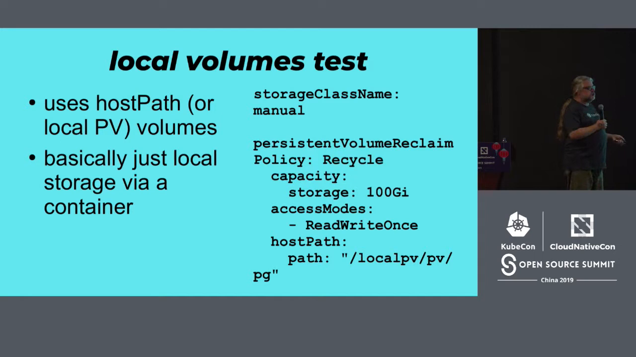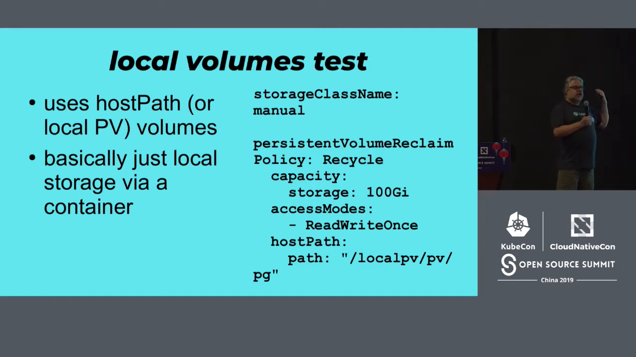Then the next thing here is to use local volumes. If you're hosting a database in Kubernetes and you're concerned about Kubernetes database performance, then this is what you're probably going to be doing, provided that your database can manage replication and failover itself without being dependent on Kubernetes persistent volumes to do it for it: you do local storage, either using host path or using the new local PVs.